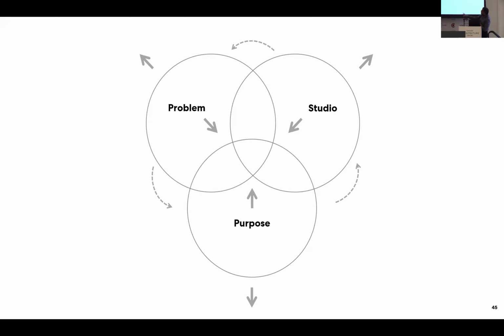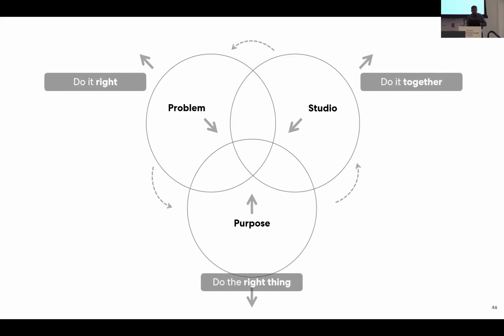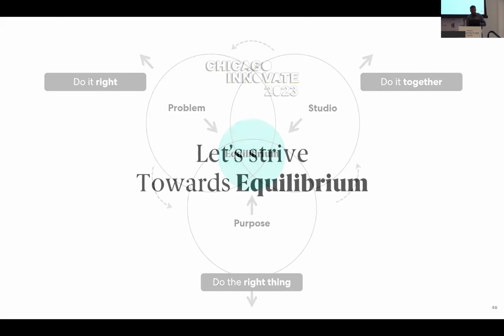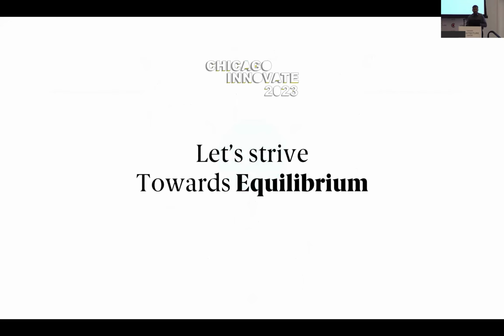So this counterclockwise movement, in addition to the external and internal, is fundamentally about doing things together, doing things right, and doing the right thing. And that's how I define equilibrium. Opposing forces trying to balance, doing it together, doing it right, and doing the right thing. That's my last slide, I think. So let's work together to get there, and let's try towards equilibrium.